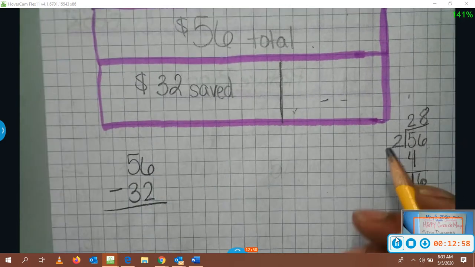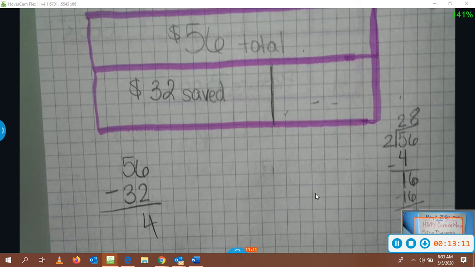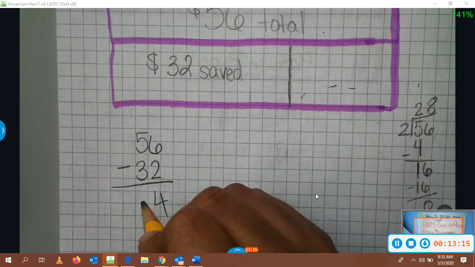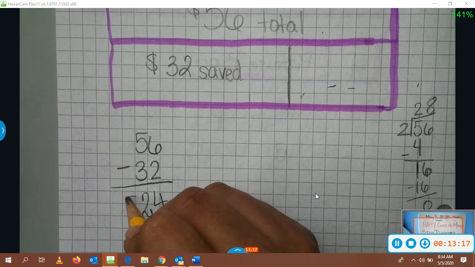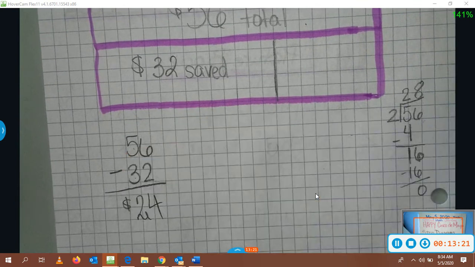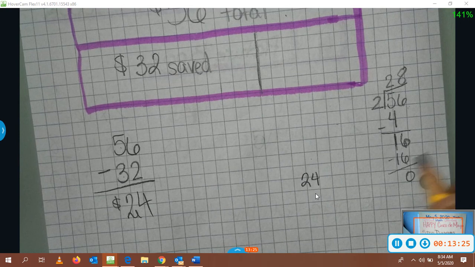6 minus 2 is 4. Okay. Sorry about that. 5 minus 3 is 2. So she needs $24, right? So the easiest thing to do will be to take $24 divided by how much she makes a week? 4.